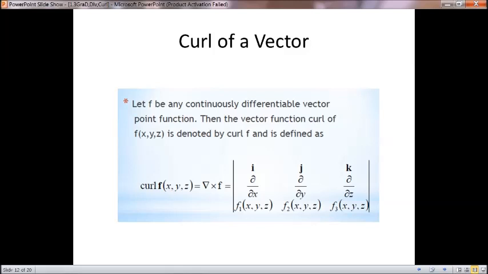F is a differential vector point function, and so it's given as curl of f of x comma y comma z is equal to del cross f. It is oriented in all directions, and so we can give it in matrix format to get each and every element over all the points. So matrix of i j k, dou by, we have to segregate the amplitude over each and every direction in this rotational field.